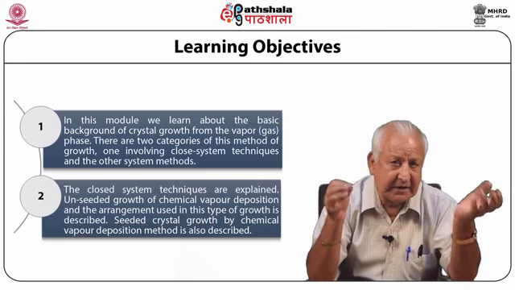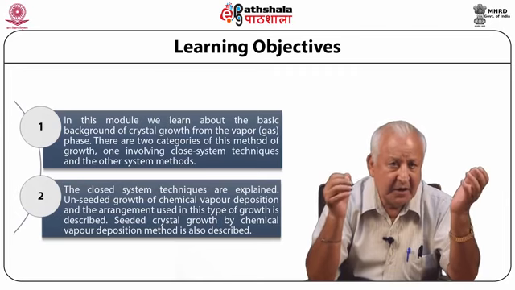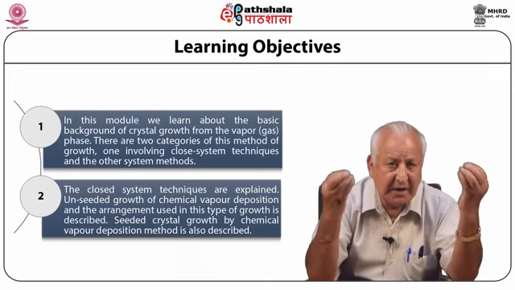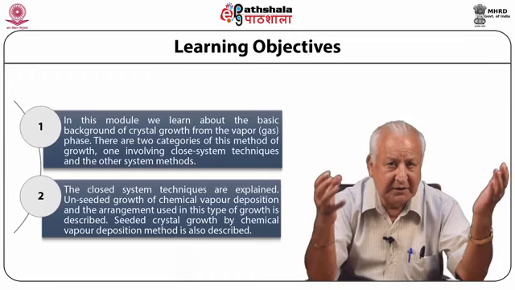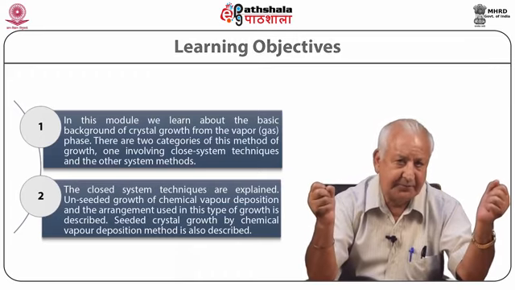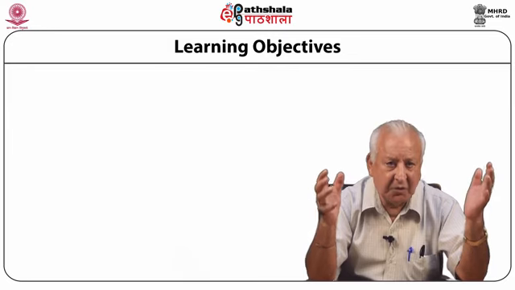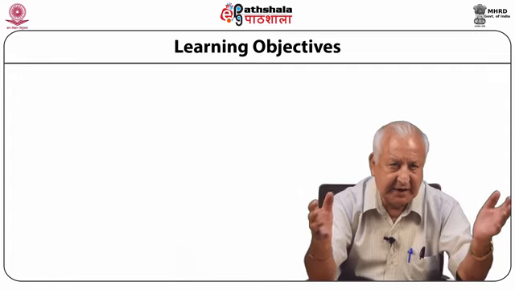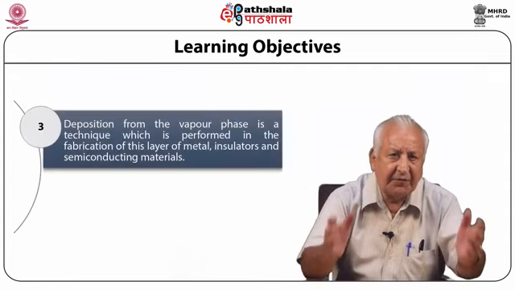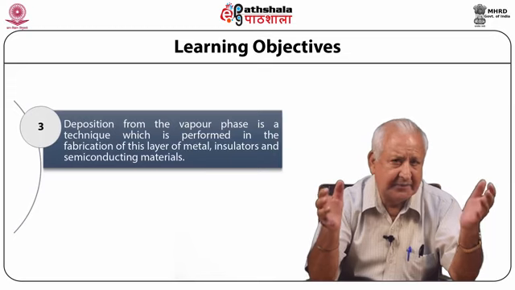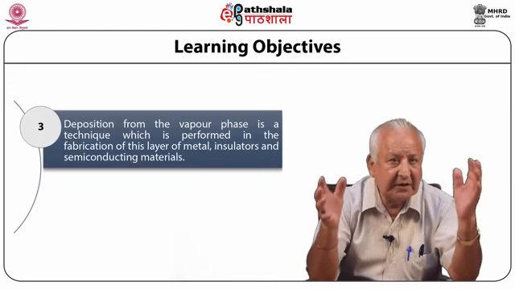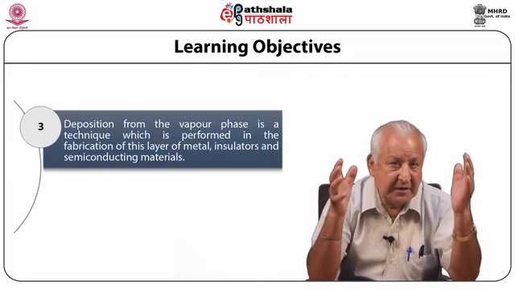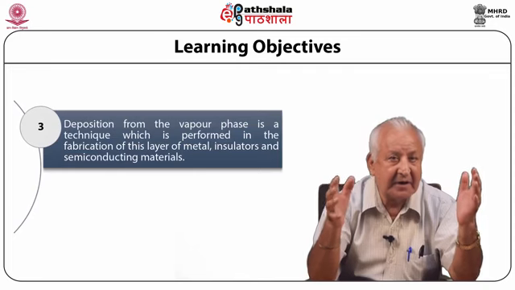The closed system techniques are explained. Unseeded growth by chemical vapor deposition and the arrangement used in this type of growth is described. Seeded crystal growth by chemical vapor deposition method is also described. Deposition from the vapor phase is a technique which is performed in the fabrication of thin layers of metals, insulators, and semiconducting materials.